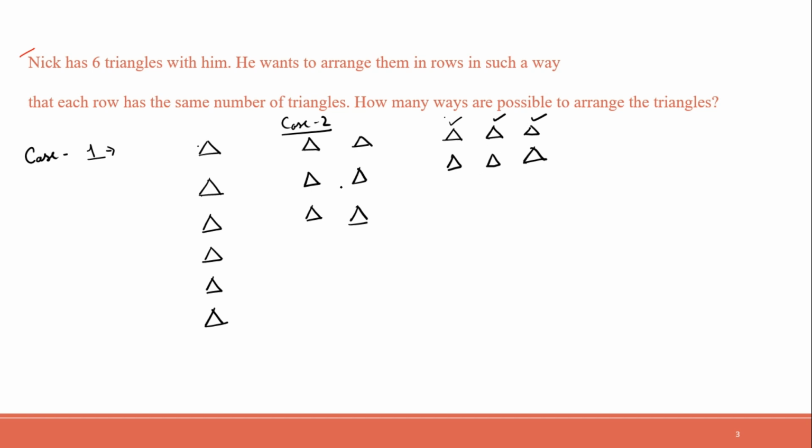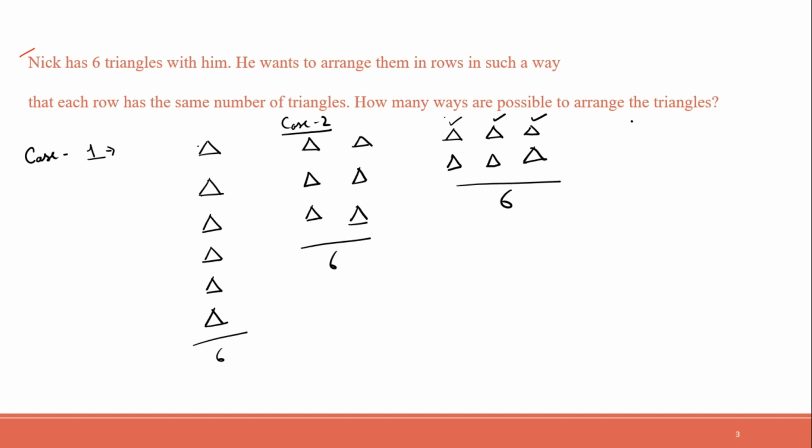Here we have two, then two, and the total is six triangles, again we have total six triangles, and again we have total six triangles. Now in the first case I put all the triangles in one row, then three in each row, and we took two rows, right? Then we took three rows and two triangles in each row.